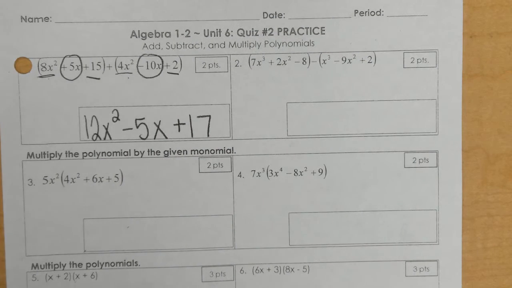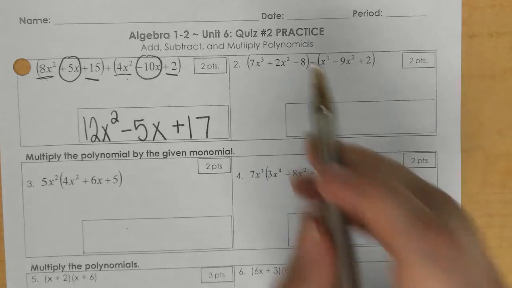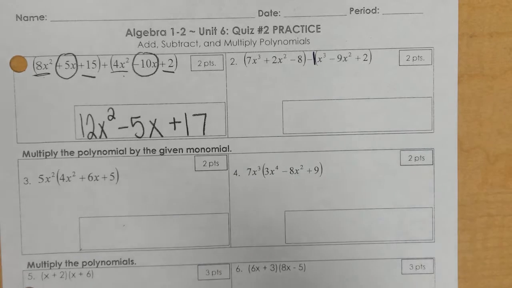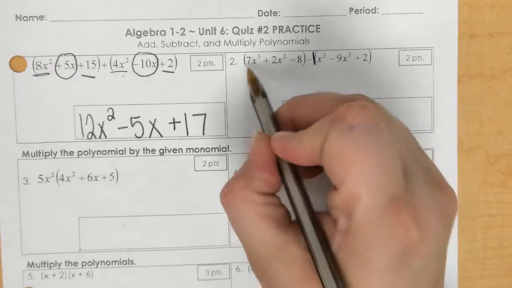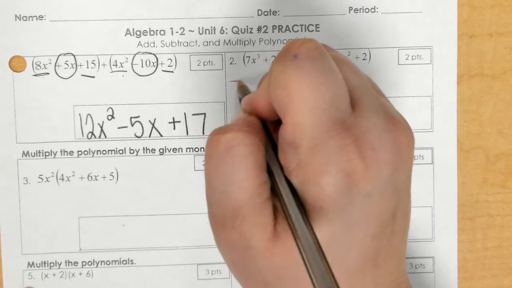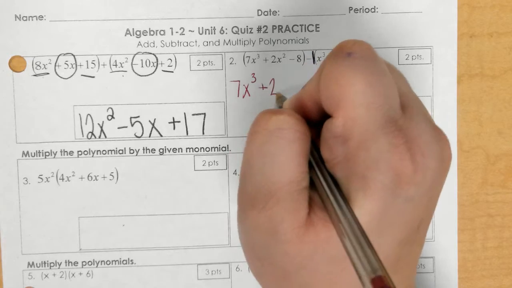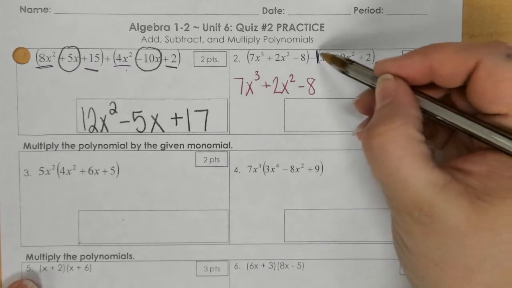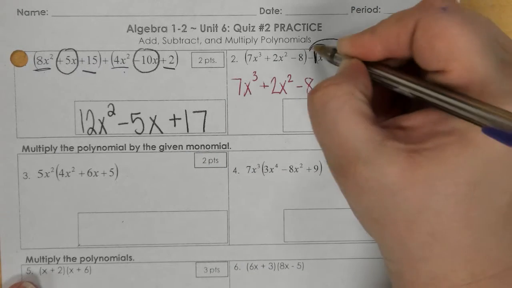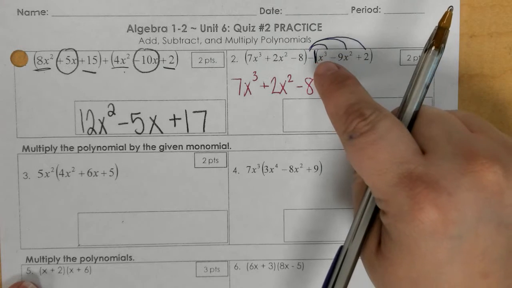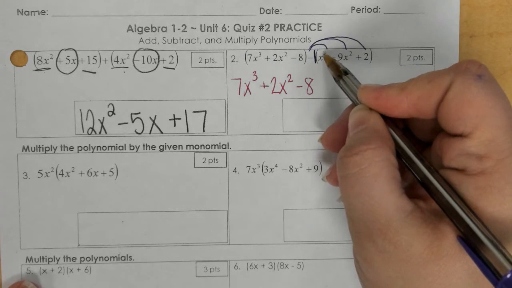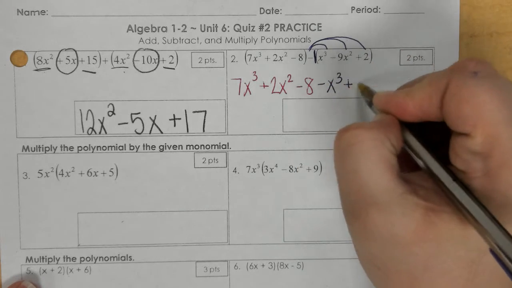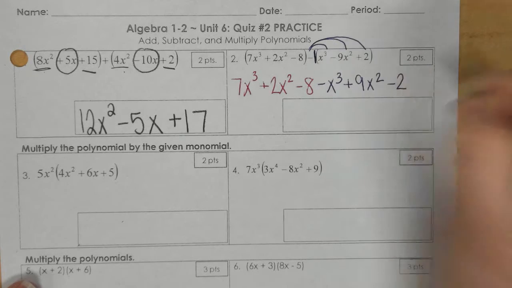Okay. In the next problem, I have a subtraction sign. So there's like a negative 1 right here. Okay. For the first part, I would just write the way it says. Okay, just drop the parentheses, don't change anything else. So 7x to the third plus 2x squared minus 8. Then, that negative 1, if I distribute the negative 1 to each term, it changes my sign. So that's a positive x to the third inside of the parentheses. That negative 1 changes that to a negative x to the third. Positive 9x squared and negative 2.